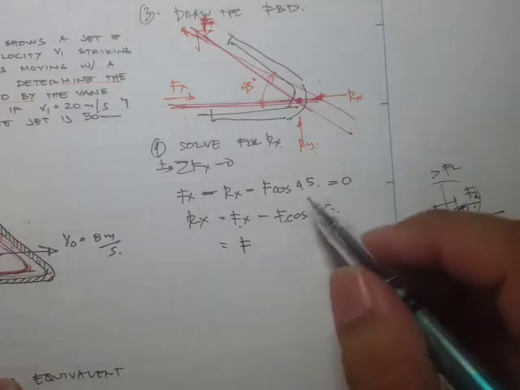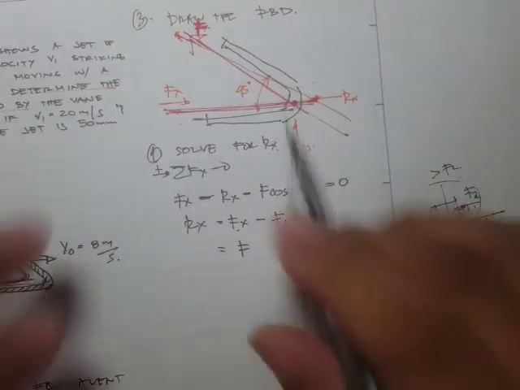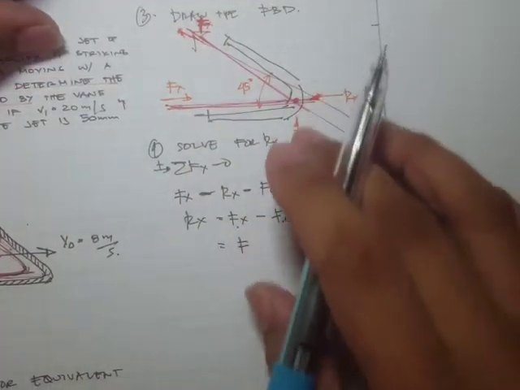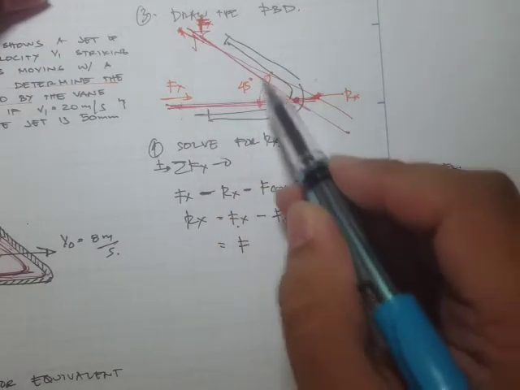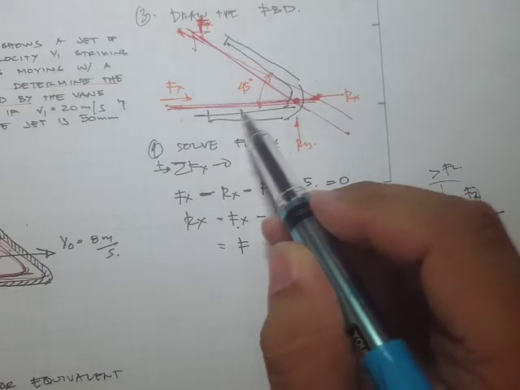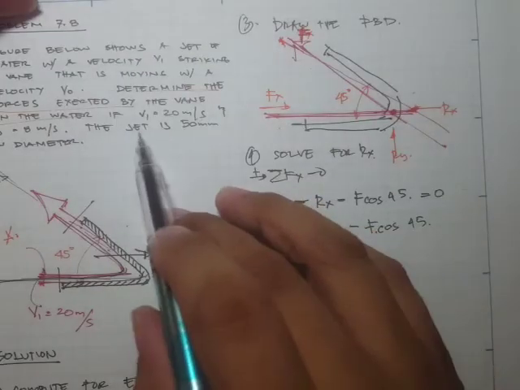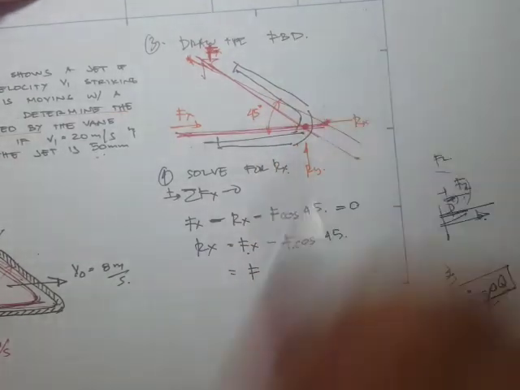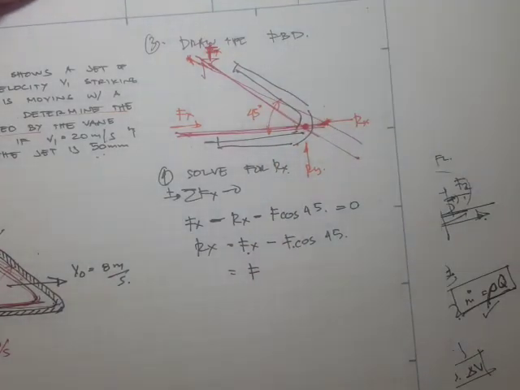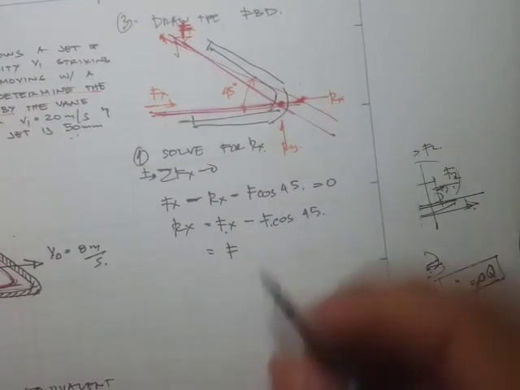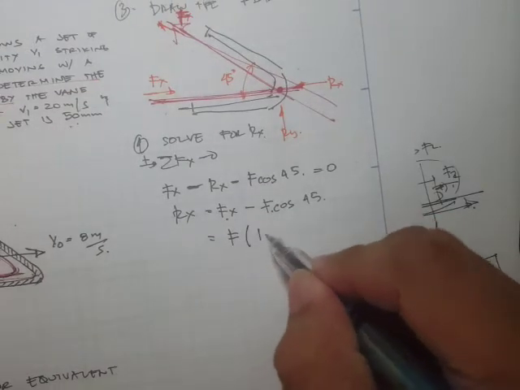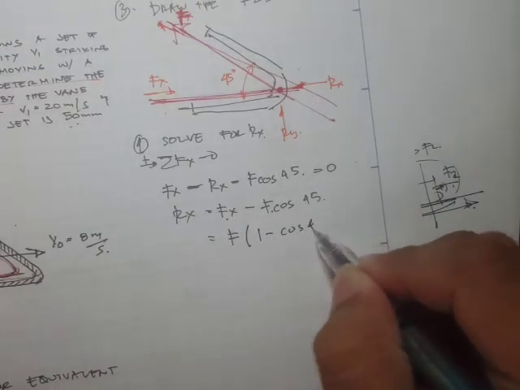Again, please take note that in this problem, it just happens that they're the same because we assume that they have the same diameter. The jet diameter is 50 mm, so they have the same jet diameter, and since they have the same flow rate, they have the same velocity. So F is 1 minus cosine 45.